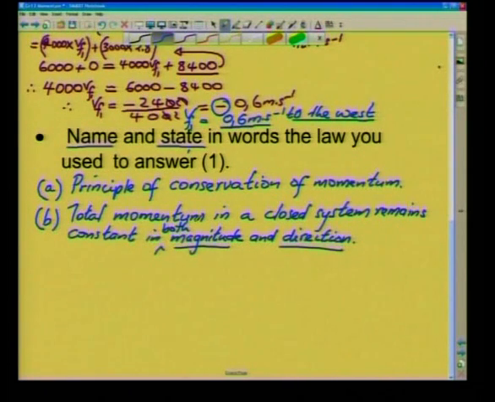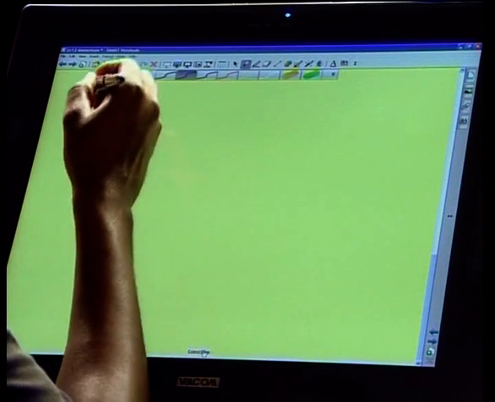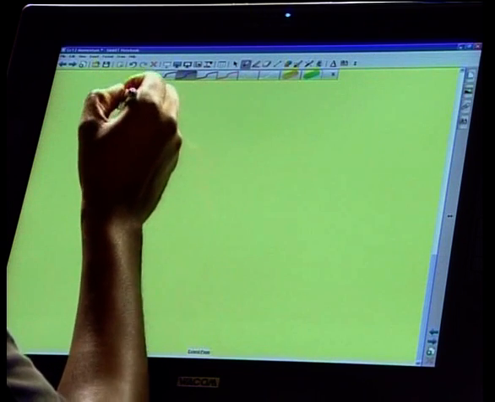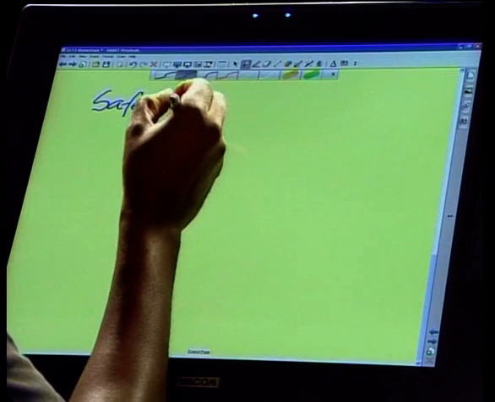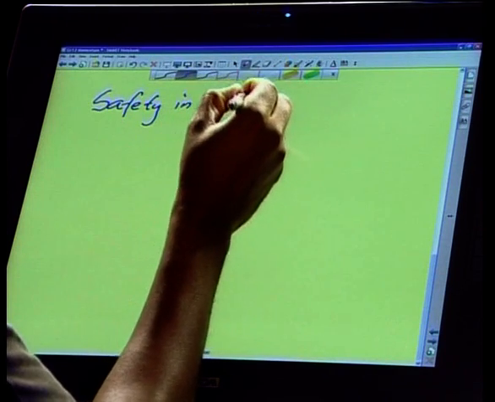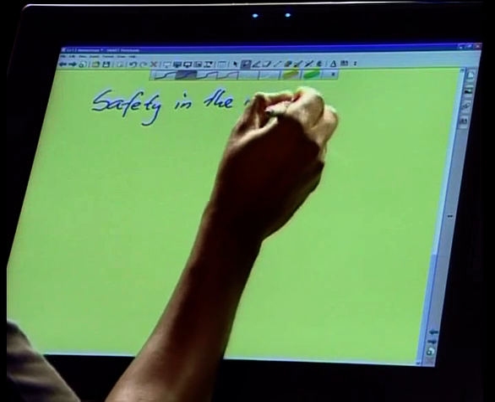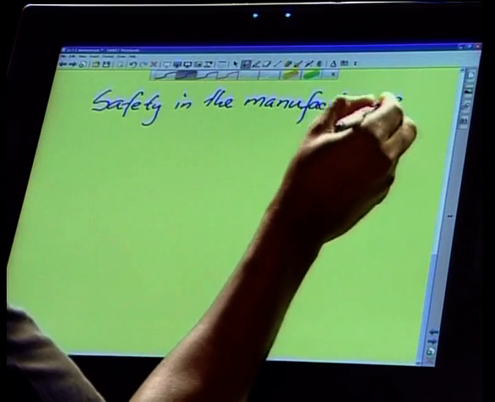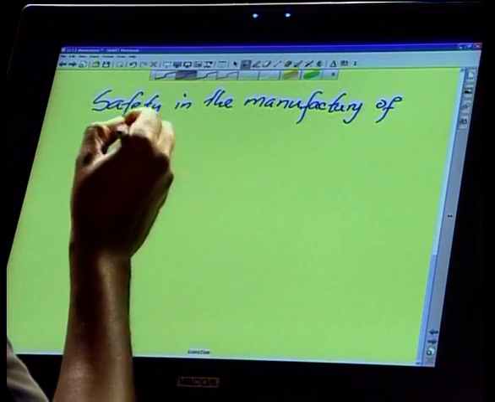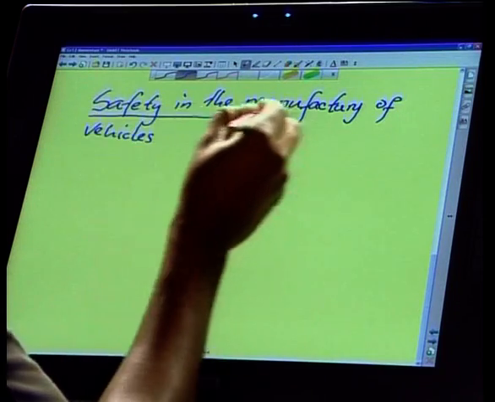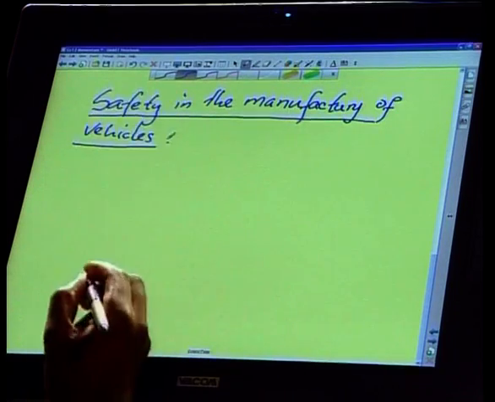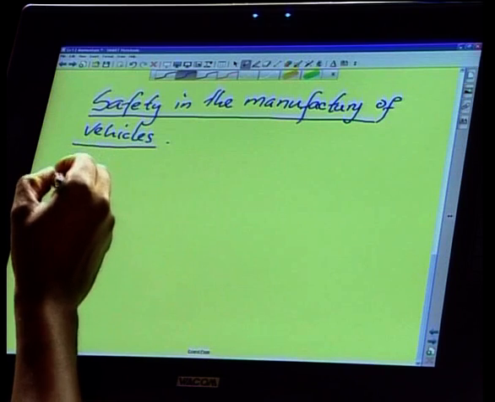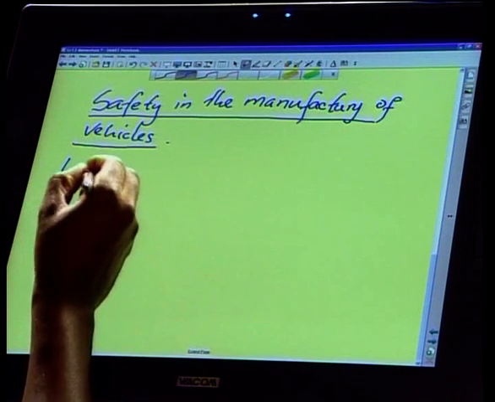Right. And in concluding this lesson, allow me to talk about safety in the manufacturing of vehicles. And this is safety when we're looking at momentum as a concept in physical sciences. Specifically, we will be looking at impulse.